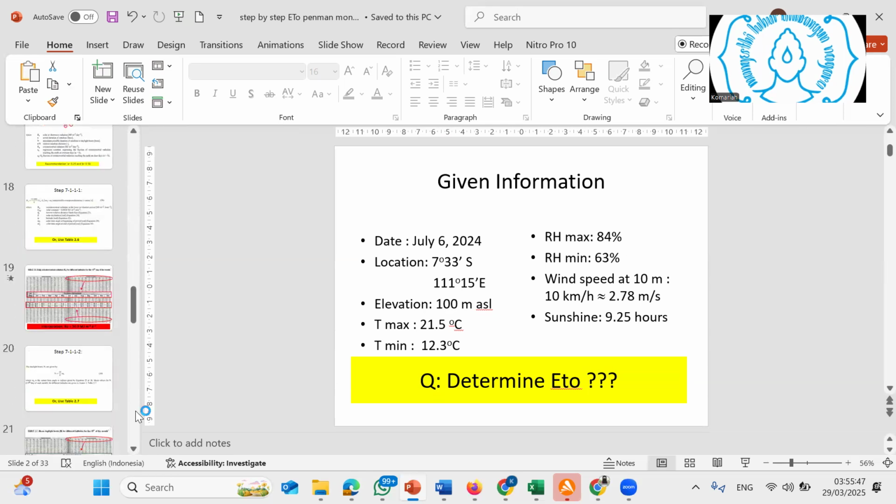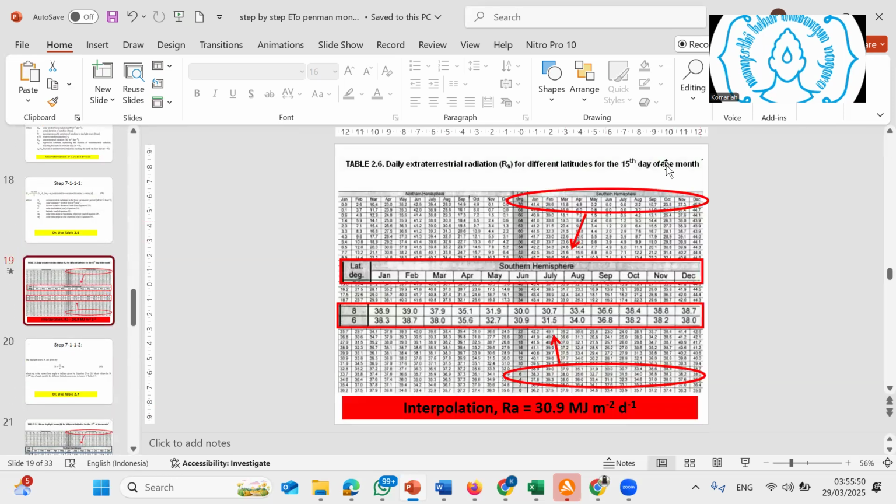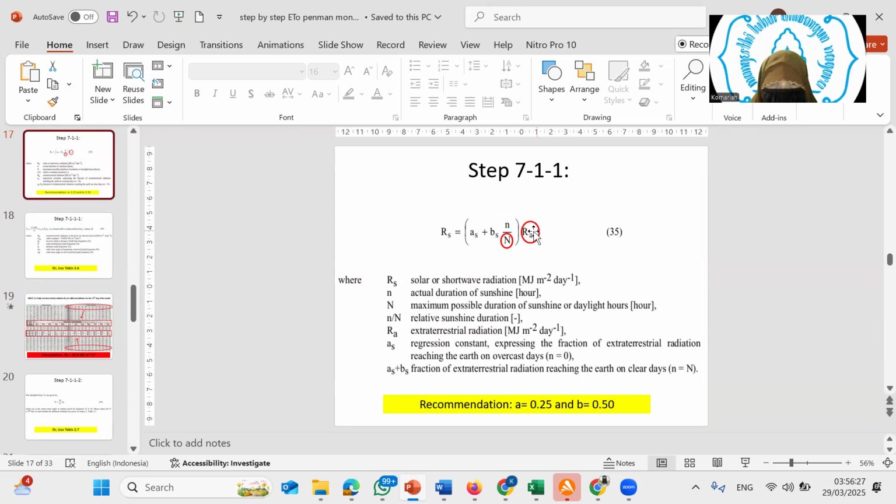So we check here the southern, not northern, but southern hemisphere, and then check July. The month is July, and the latitude is 7.5. So it's between here. We do some interpolation and we got that the Ra is between 30.7 and 31.5. After calculating the interpolation, we got that the Ra is 30.9. So we got this Ra, 30.9.